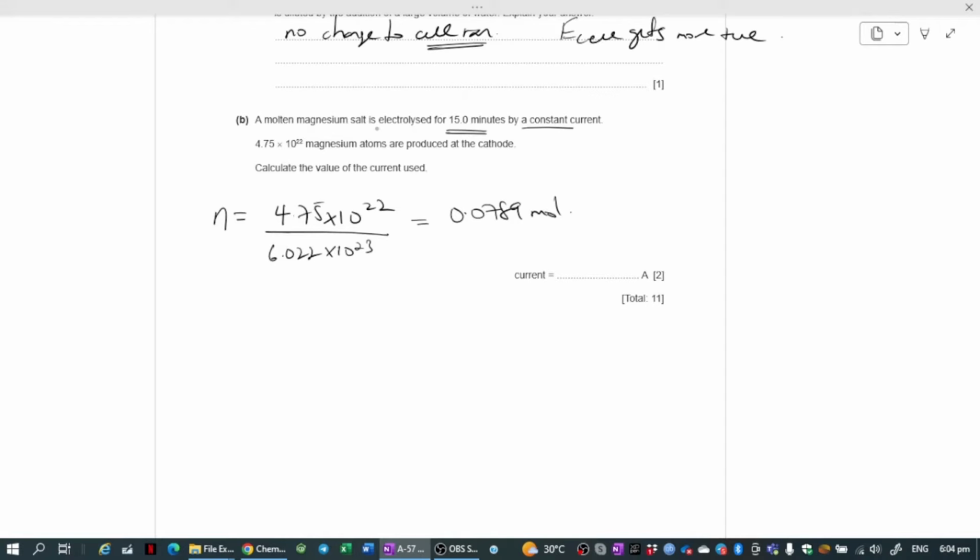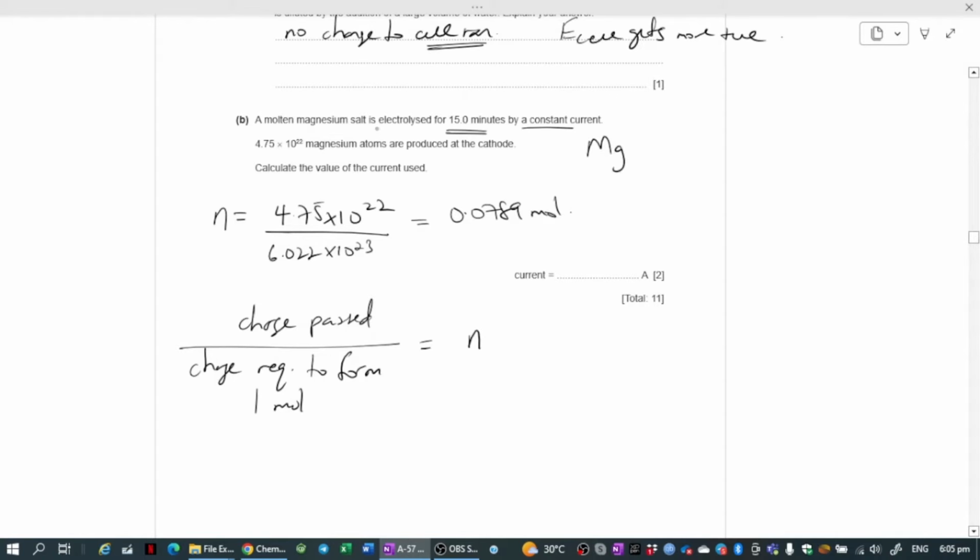Now, how do we work out the current used? Another relationship that you should be aware of is that the charge passed, in coulombs, divided by the charge required to form 1 mole, is equal to the number of moles of species. Now, what is the charge required to form 1 mole? Magnesium, in this electrolysis, reduction will happen at the cathode. So magnesium will pick up 2 electrons to form molten magnesium metal, right?